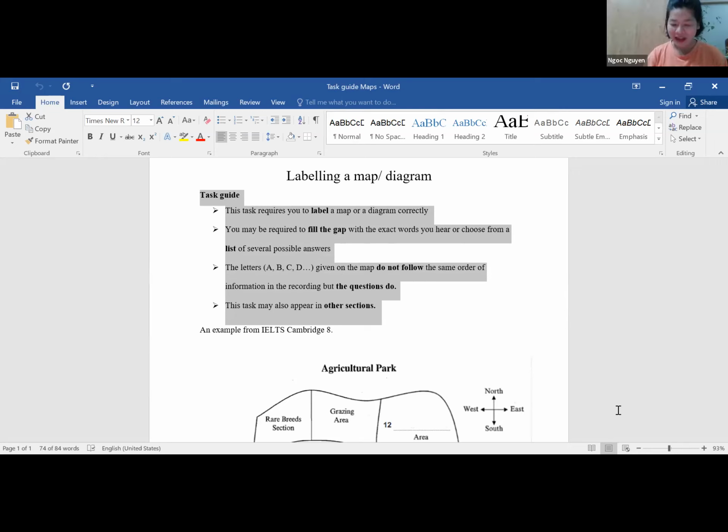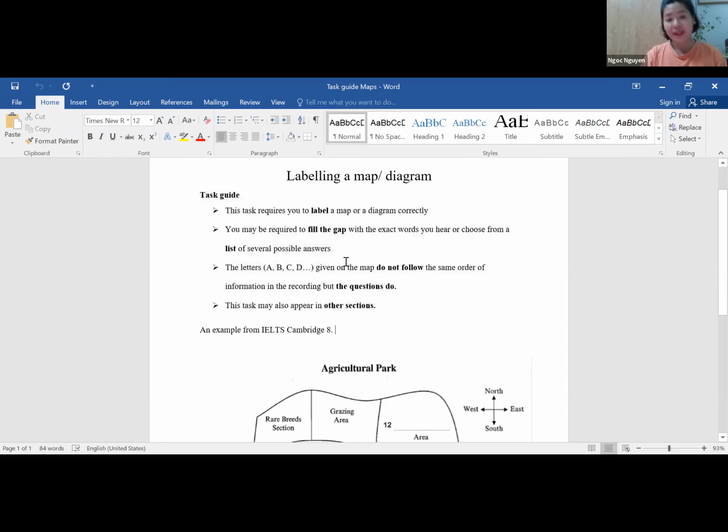Thank you. Very nice and clear. Thank you very much. Right, everybody. Now, first, you will see that on this task, of course, it may require you to fill the gap using the exact words that you hear from the recording, but sometimes a list of possible answers will be provided underneath the map.